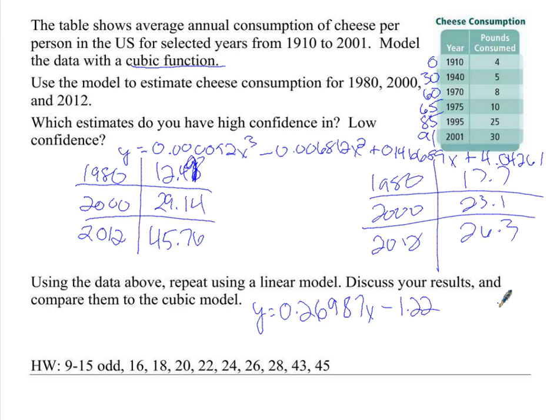So discuss your results and compare them to the cubic model. I like this one better for the extrapolation because I know that we're not going to take off and start eating a couple 100 pounds of cheese by the time it gets to be 2020. That's ridiculous. I guess it could happen. We are Americans after all. But more likely, it's going to follow more along the lines of this. So within the data, I like this one a lot better. Outside of the data, I like this one a lot better.